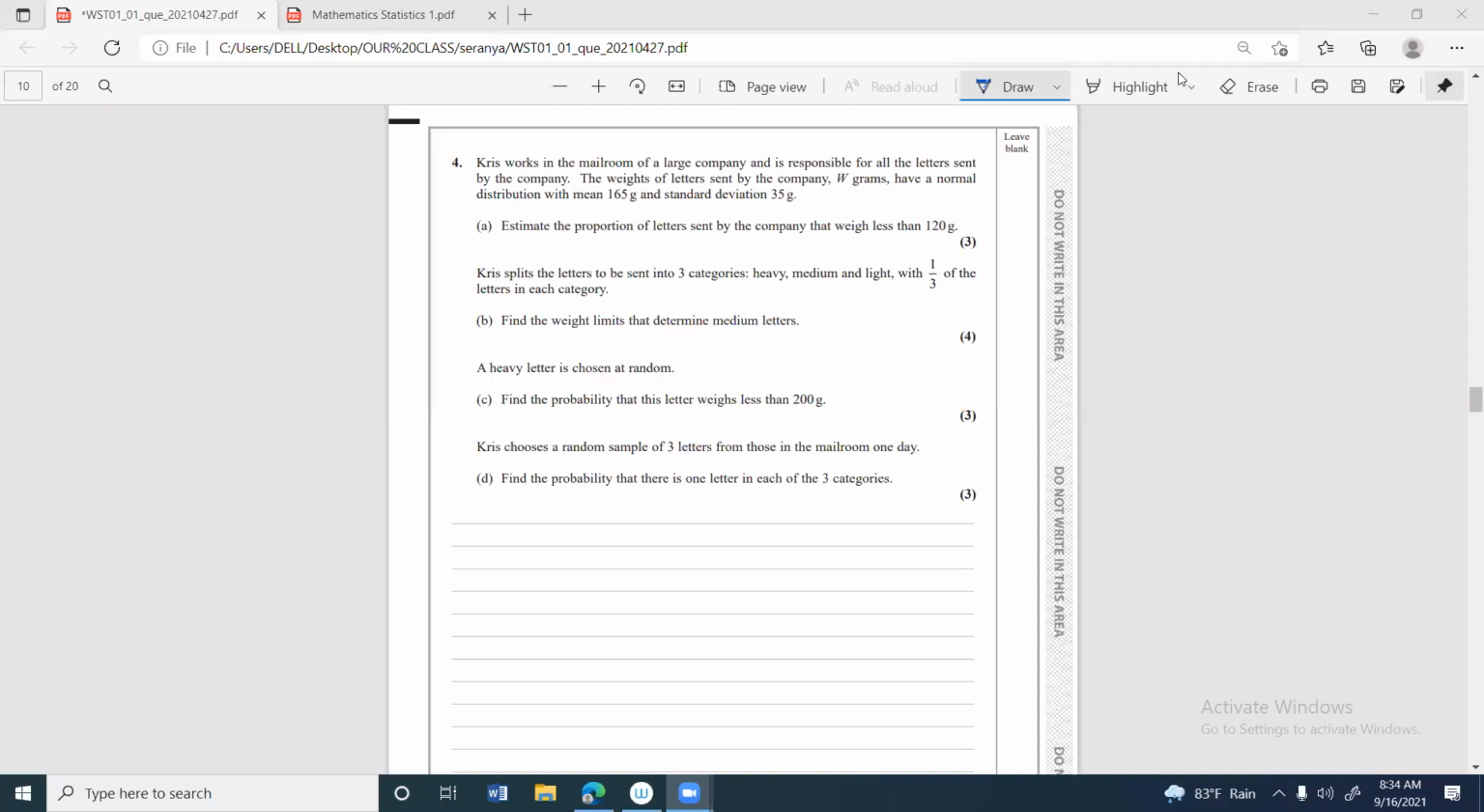Okay, when you come to this fourth question, Chris works in a mail room for a large company that is responsible for all the letters sent by the company. The weights of the letters sent by the company, W grams, follow a normal distribution with mean 165 and standard deviation of 35. So W has a normal distribution with 165 and 35 standard deviation. Therefore, you should write the variance as 35 squared over here. Part A, sorry.